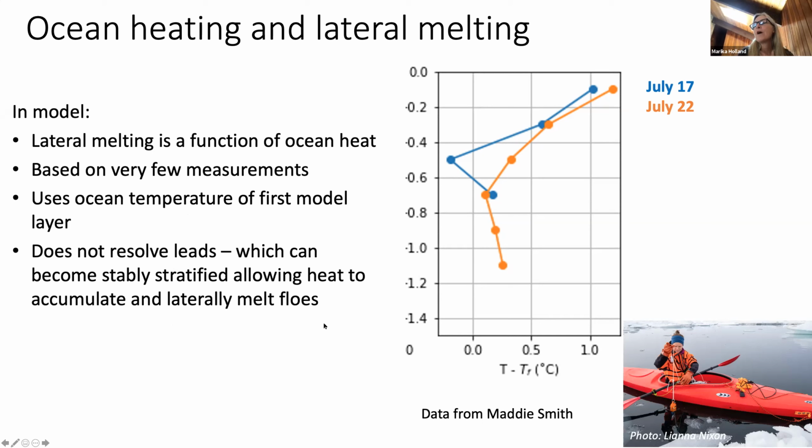And we do have observations from MOSAiC, shown here on the right, that show that these leads can become very stably stratified as meltwater is entering them, and that can allow heat to accumulate in the upper meter or so of the leads, where it can very directly impact lateral melting. So we're thinking about these processes as well and how to better incorporate them into our coupled climate models.